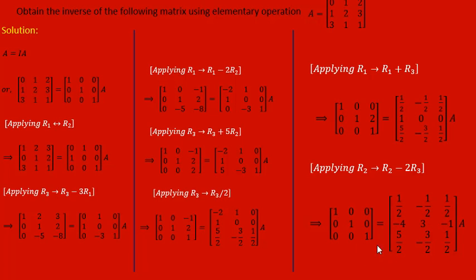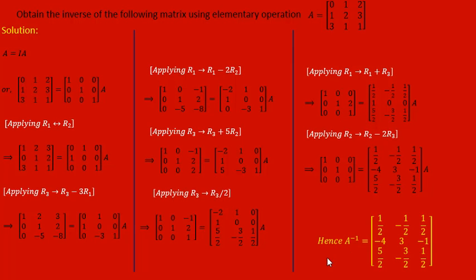Now on the left hand side you will see that we have obtained a unit matrix. So this is I, and this will be considered as B, and this B is what? A inverse. So I will say that A inverse is this matrix. Hope it is clear to you all how we have solved the problems using the elementary row operations.